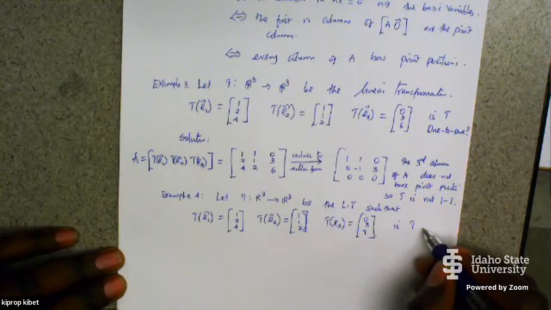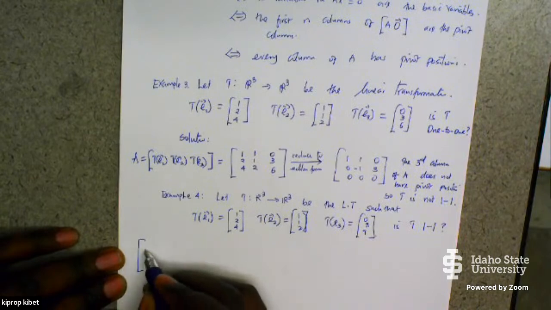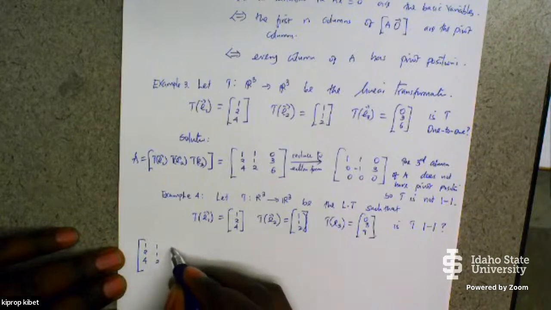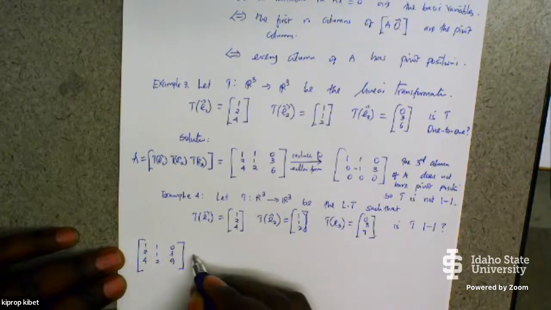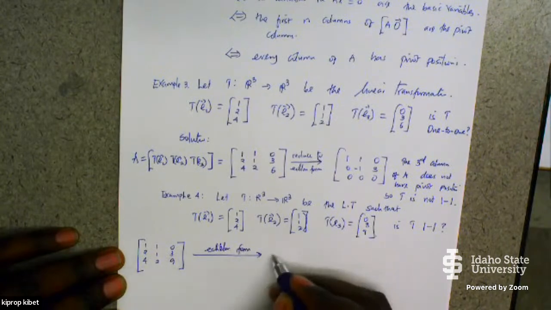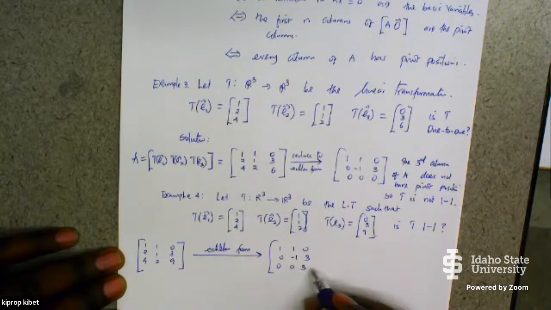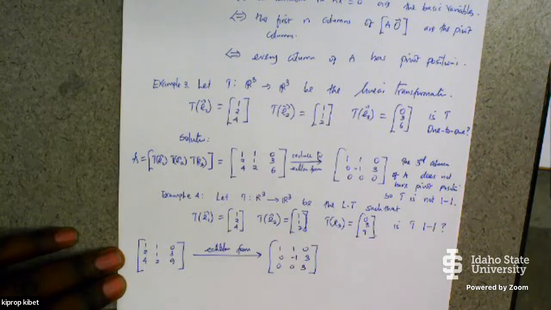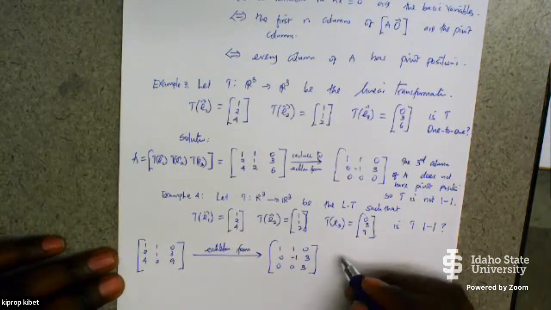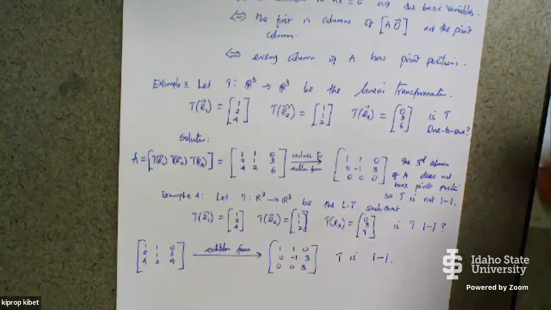Is T 1 to 1? So you just put the standard matrix, which is 1, 2, 4, 1, 1, 2, 0, 3, 9. When you reduce this to echelon form, what you get is 1, 1, 0, 0, negative 1, 3, 0, 0, and 3 there. This has a pivot position in each of the columns. So T is 1 to 1.